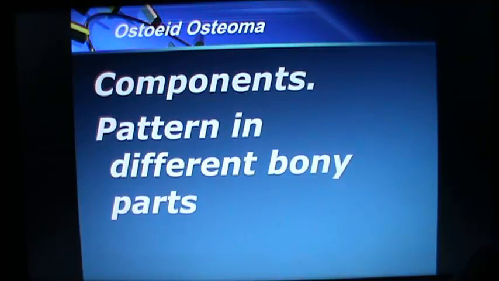Now coming to the osteoma components and pattern in different bony parts. That means you should know the components and you should know the pattern in different bony parts. The component is an osteoid tissue which is aggressive, growing, and initiates reaction around. But this reaction depends on the bony part in which it arises. If it arises within the marrow, there is not much bony reaction, while if it occurs near the periosteum, there will be intense periosteal reaction.